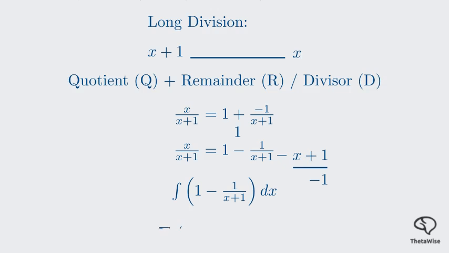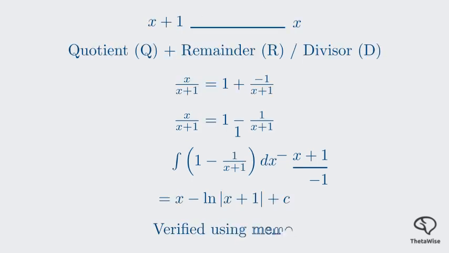The integral of 1 is just x. The integral of 1 over x plus 1 is the natural logarithm of the absolute value of x plus 1. So our final answer is x minus the natural log of the absolute value of x plus 1 plus our constant c. This method of long division is a powerful tool to simplify rational functions before integration. We have successfully found the antiderivative. Verified. Now let's explore an alternative way to solve that last integral.